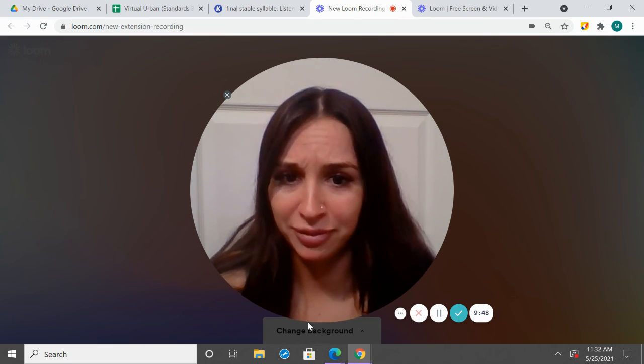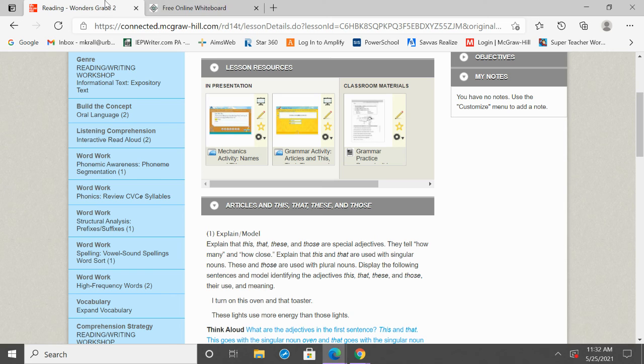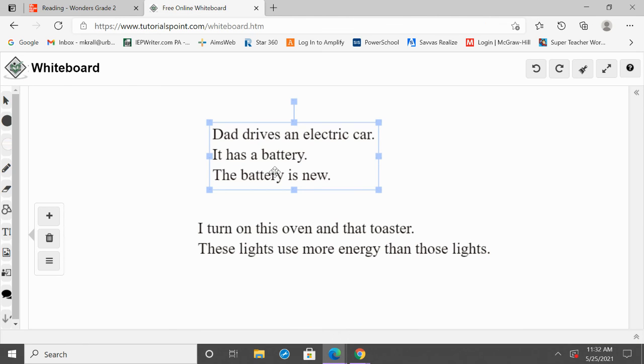I know that was a lot of information, but great practice, guys. So let me go ahead and pull back up our original sentence that we started with. So here we see, Dad drives an electric car. So we use an because the noun electric car started with a vowel. It has a battery. B starts with a consonant, so we used a. The battery is new. The can be used for plural or singular. So those, an, a, or the, are called articles.